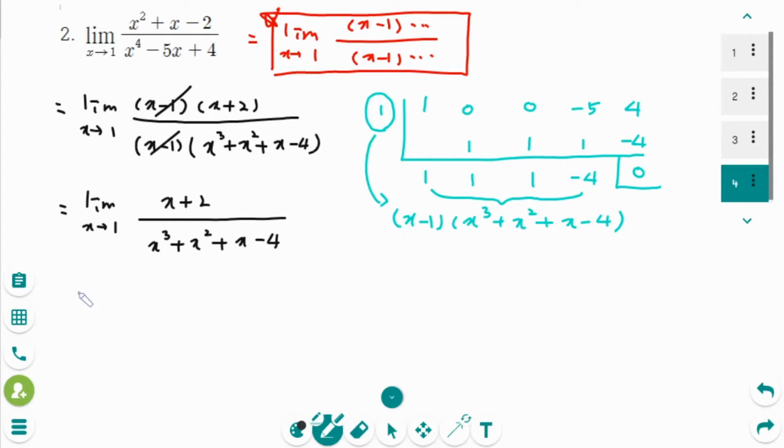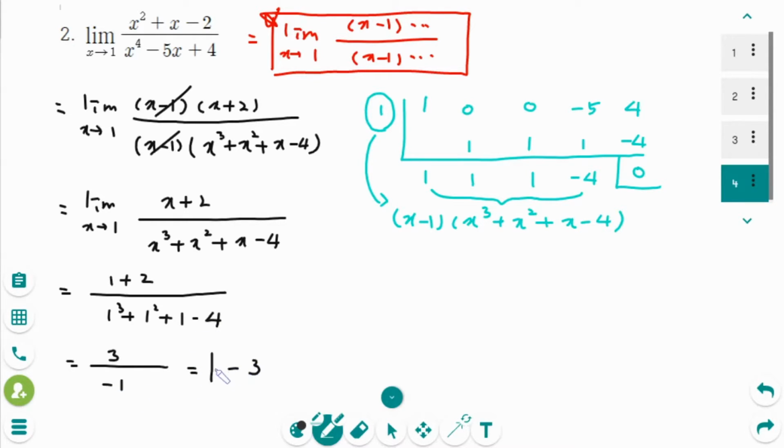Then put 1 into x: 1 plus 2 over 1 cubed plus 1 squared plus 1 minus 4 is 3 over 1 plus 1 plus 1 minus 4, which is minus 1. So the final answer is minus 3.